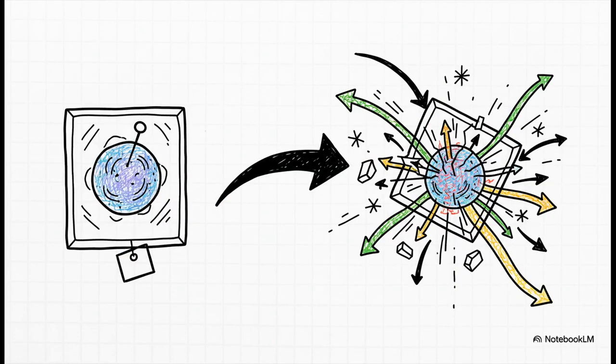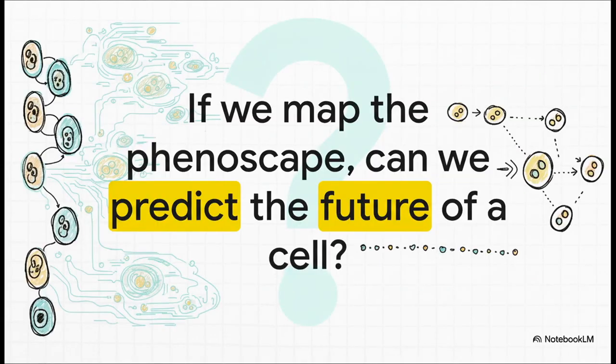So the big takeaway here is that a cell type is slowly becoming less of a noun, a static thing with a fixed label, and much more of a verb. It's an entity defined by what it can do. And this leaves us with a final, pretty provocative thought. If we actually succeed in mapping the entire human phenoscape, we could move beyond just classifying the building blocks of life, and maybe, just maybe, we could begin to predict their future.